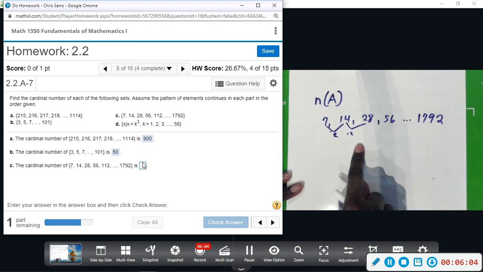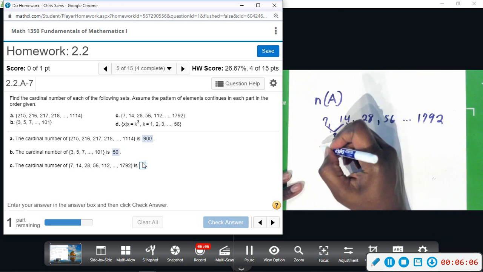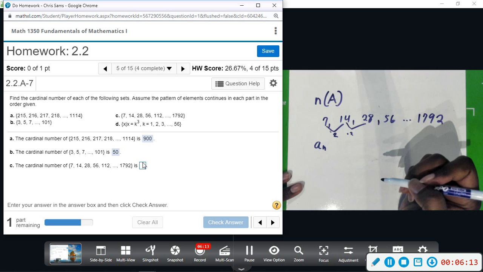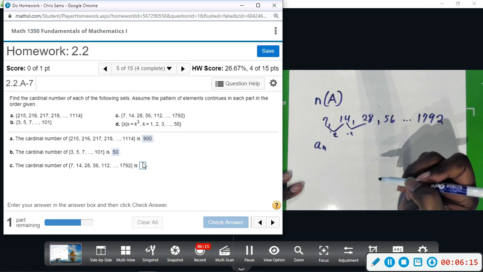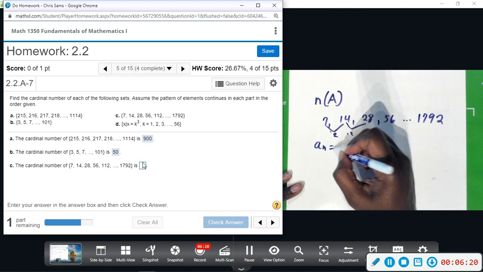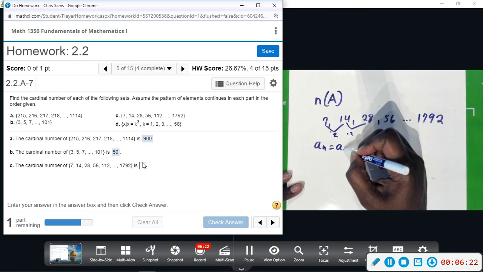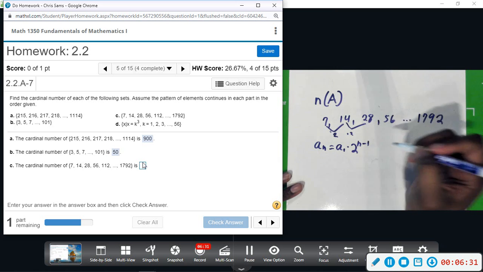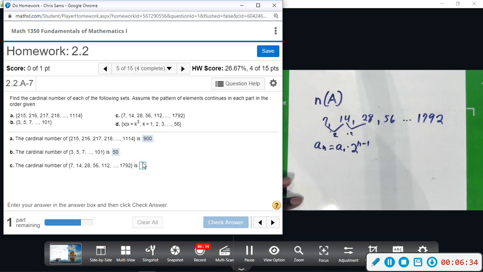This is a geometric series. So remember that geometric formula, a_n, and I think it's probably going to be best to do this one with the formula. a_n is equal to a_1, the first term, times the number that you're multiplying by, which is 2, raised to the n minus 1 power. Okay, so this is the formula we're going to use.